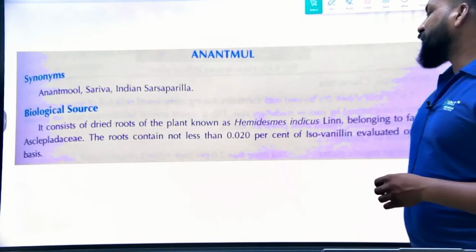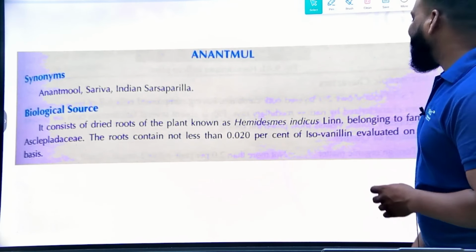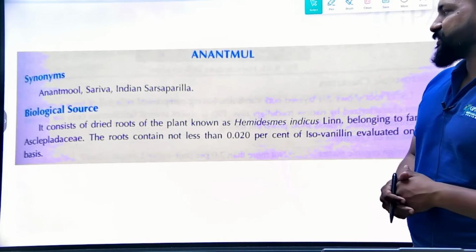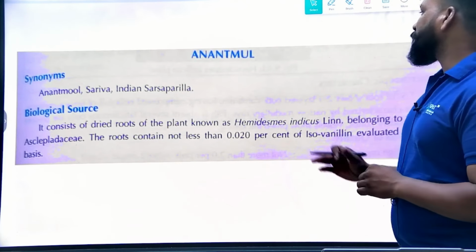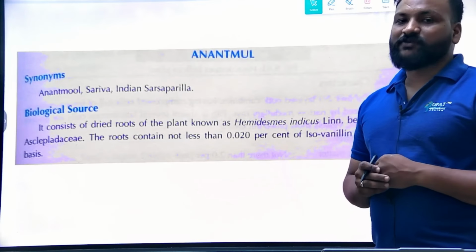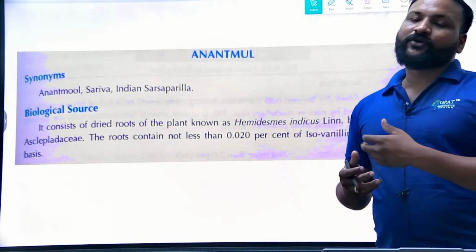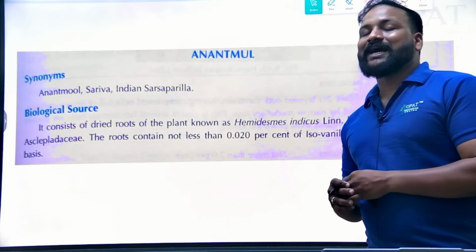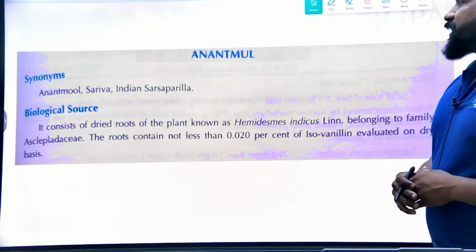It is mainly obtained from Hemidesmus indicus, belonging to the family Asclepiadaceae. It also contains a vanillin. From Anantamul also we are going to get the vanillin, but it is isovanillin. Very good. Next, come on.